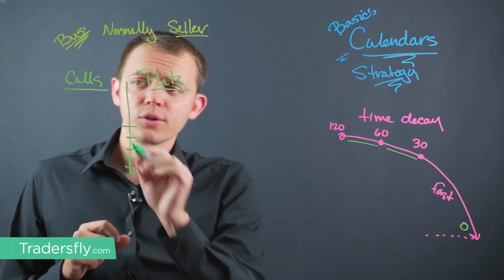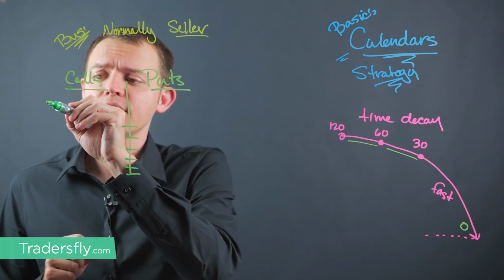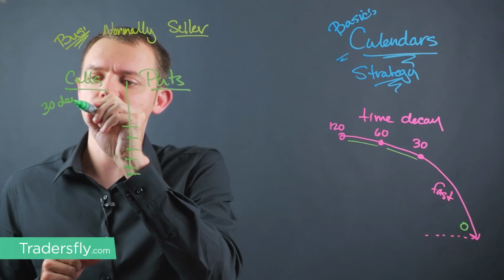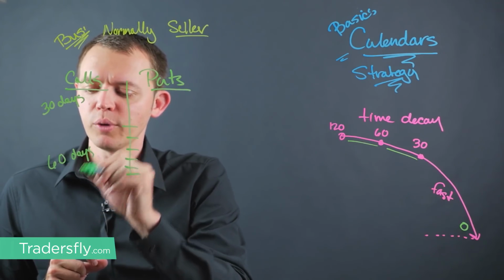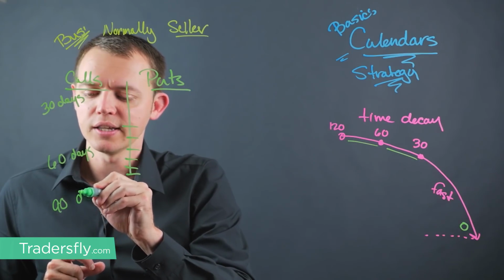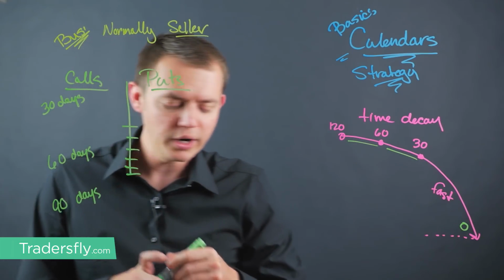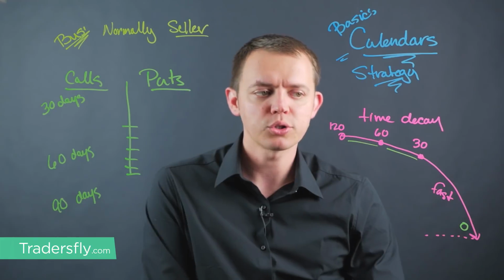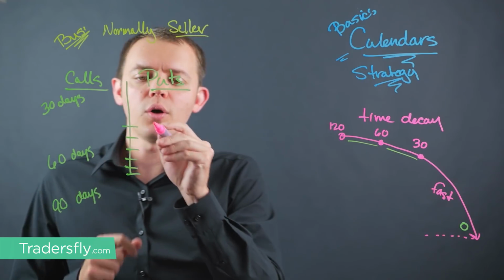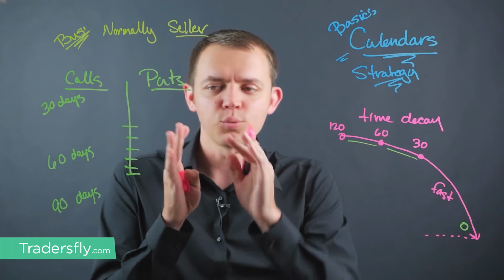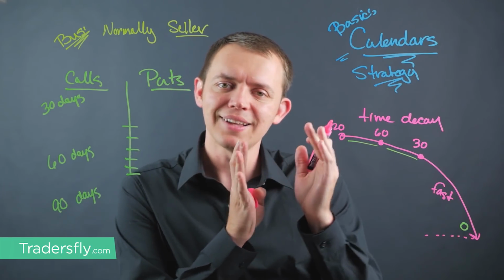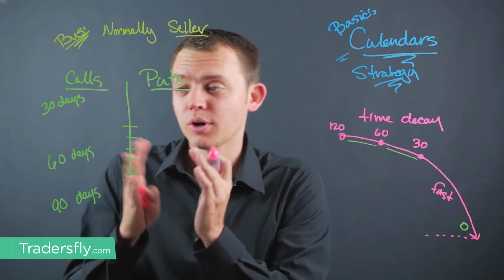So what we're really doing is, if we have this 30 days out, and then we have another one 60 days out, and we have another contract set 90 days out, what we're aiming to do when we're trading a calendar is we'll go ahead, and it doesn't matter if you do puts and calls, depends whether the price is a little higher or lower.